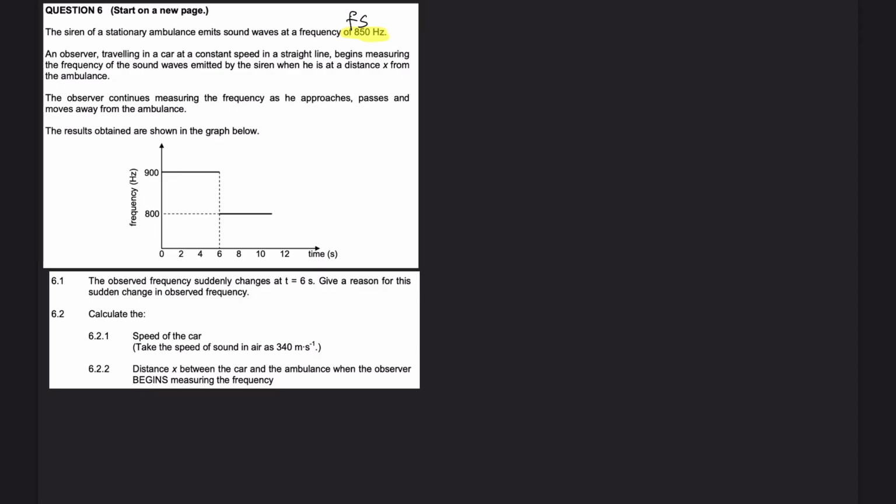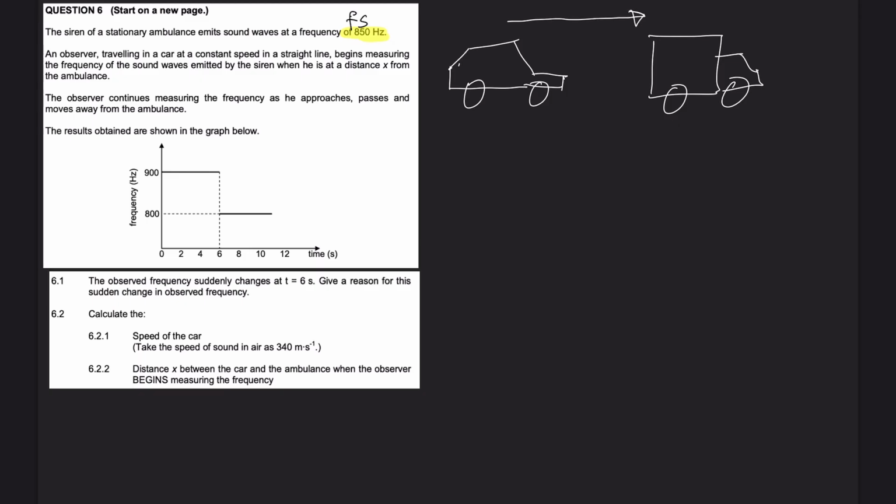So let's sketch a small diagram here. So we have a person in a car. Doesn't matter, right? The car. So there's a car, and then there is an ambulance. And the ambulance is stationary. And what's happening is the person approaches the ambulance and then passes the ambulance. So at some time, the person is now past the ambulance. Okay?